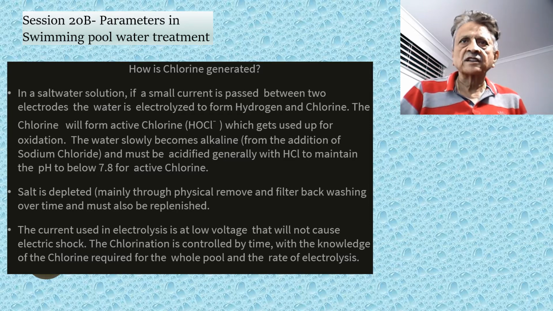The current used in electrolysis is at very low voltage that will not cause electric shock. The chlorination is controlled by time and also by redox or by meters, which will detect the amount of current that is flowing and the ability for chlorination.